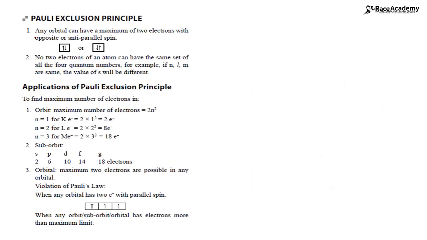Pauli's exclusion principle next. Any orbital can have a maximum of 2 electrons with opposite, anti-parallel spins. That is Pauli's rule. No two electrons in an atom have the same set of quantum numbers, which is also called Pauli's exclusion principle. So no 2 electrons of an atom can have the same set of all 4 quantum numbers is the most important statement you can consider. From this, the maximum number of electrons in a shell, 2n squared, and the electron numbers in suborbitals and all these things we can calculate from the applications of Pauli's principle.